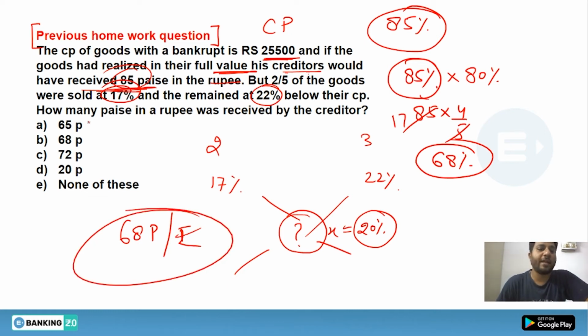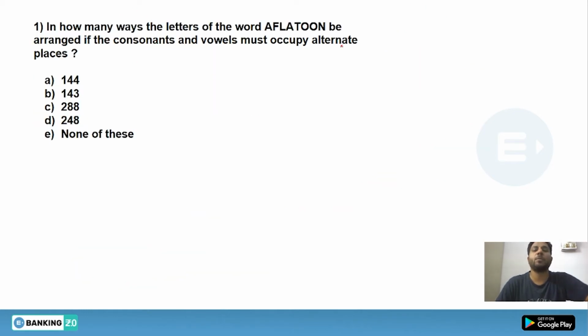Now you will find the valuation as 68 paise per rupee. So that's what the question says. I hope you enjoyed this question. Let's go ahead and solve some permutation and combination.